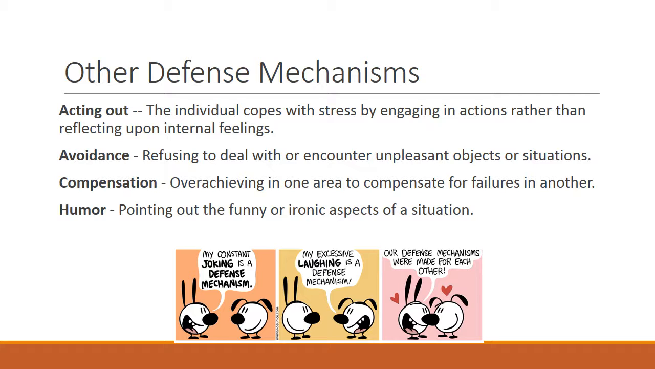It's when you call out 37 times in a row and the company fires you that it becomes a problem. Compensation is when you overachieve in one area to compensate for failures in another.